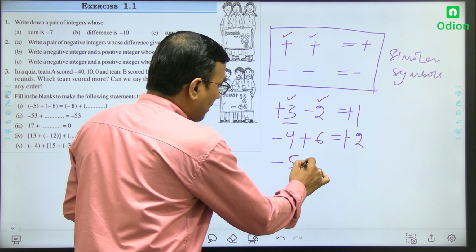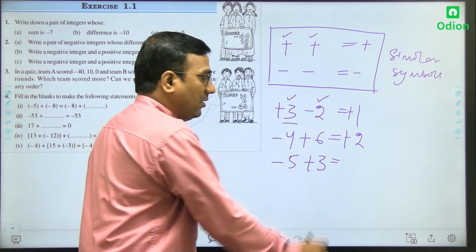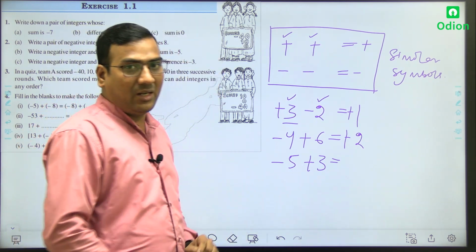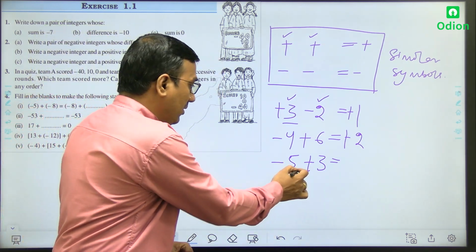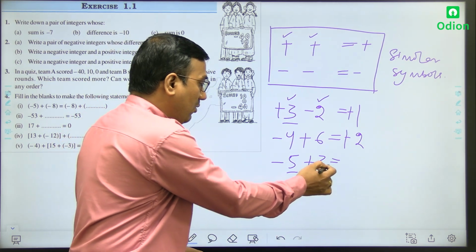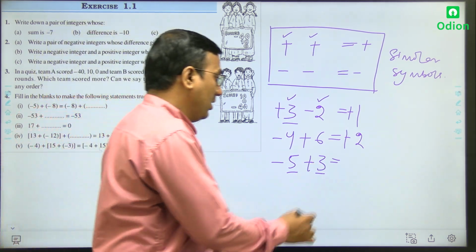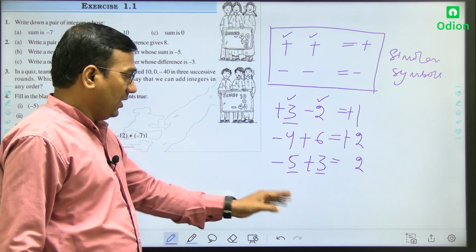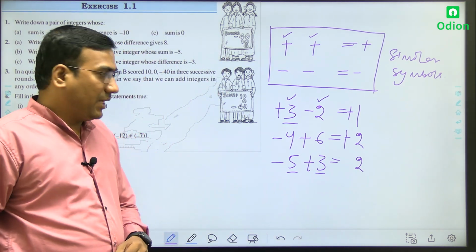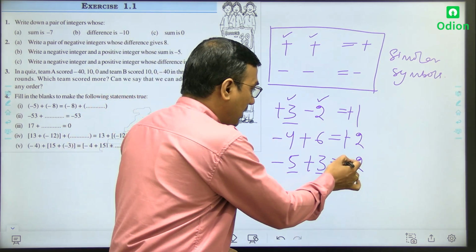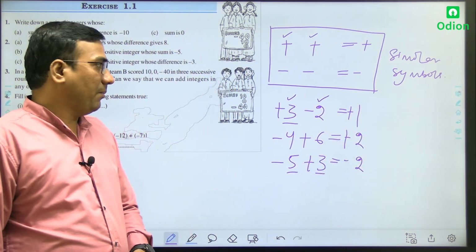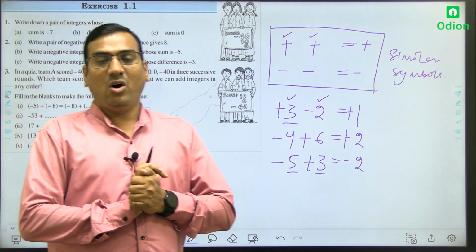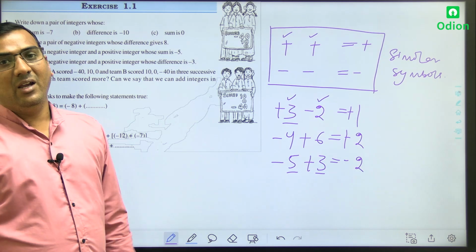-5 plus 3. The same trick you have to apply to get the result. You have to select the bigger number. The bigger number is 5 and the smaller number is 3. You have to deduct this: 5 minus 3, 2, and the symbol for the bigger number is minus. Then put a minus mark before the number. These rules are to be followed for addition or subtraction of any integers.